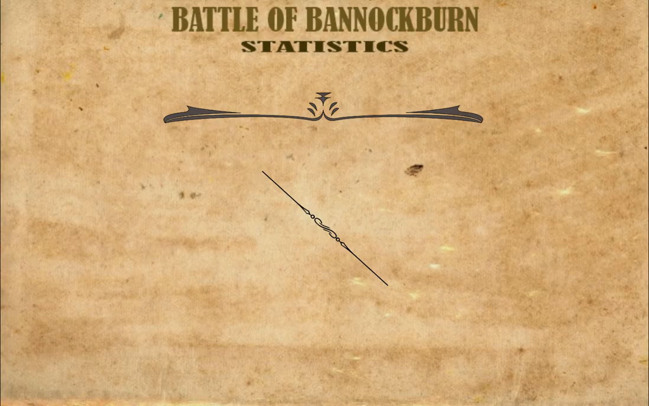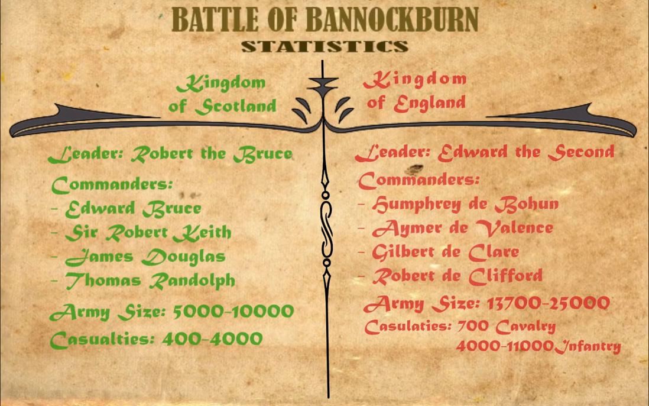Now for some end-of-battle statistics. The battle had taken place between the Kingdom of Scotland and the Kingdom of England. The leader of the Scots was Robert the Bruce, and the leader of the English was of course Edward II. Some of the Scottish commanders included Edward Bruce, Sir Robert Keith, James Douglas and Thomas Randolph, while some of the English commanders included Humphrey de Bohun, Aymer de Valence, Gilbert de Clare and Robert de Clifford.